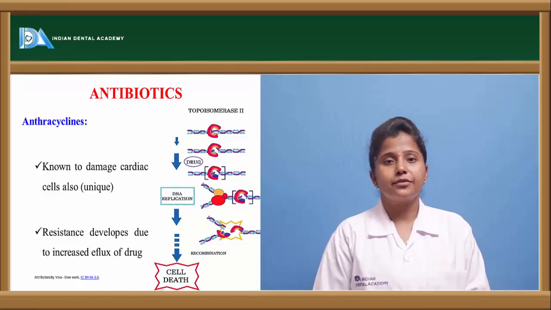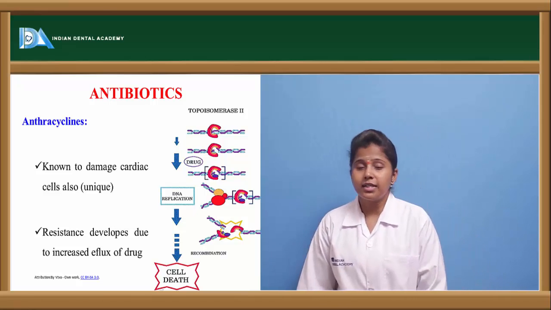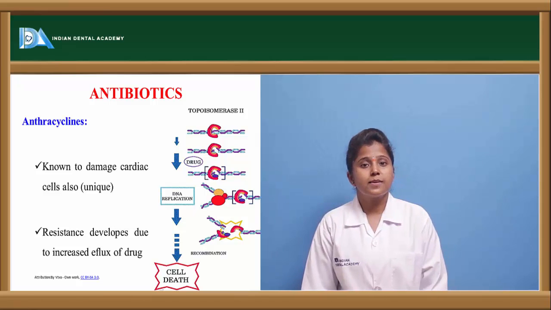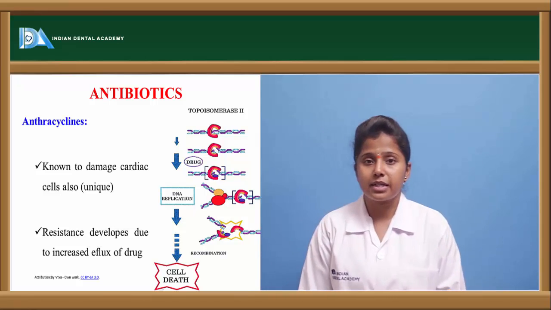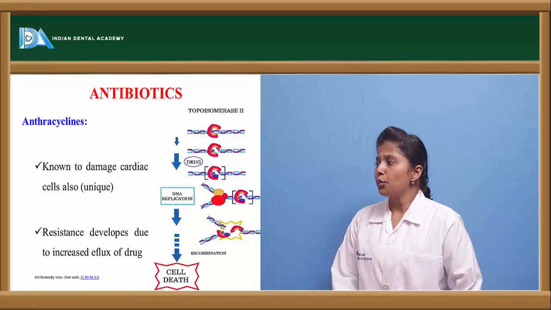Let's see the other category of drugs, that is antibiotics. There are various antibiotics like doxorubicin, daunorubicin, bleomycin, mitomycin, mithramycin. And the anthracyclines are among the antibiotics used. So what do these do?